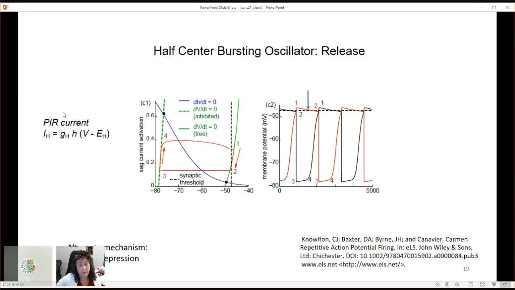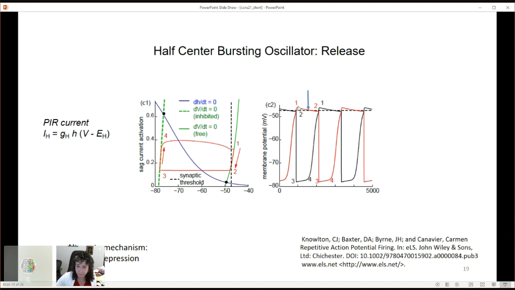And I believe Alexandra is going to be talking about post-inhibitory rebound. So post-inhibitory rebound current means that specifically we're going to talk about the H current. The H is a hyperpolarization-activated inward current. Now this nullcline is for the H current, and as you can see, you get more activation as you hyperpolarize. So we're going to have one neuron firing, and it inhibits the partner. So you have a free voltage nullcline, and you have an inhibited voltage nullcline.